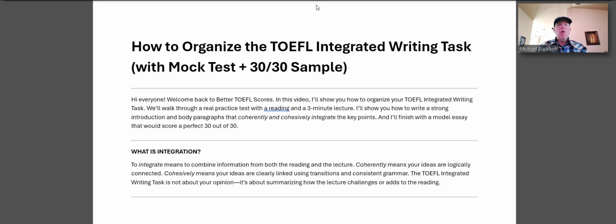How to organize the TOEFL Integrated Writing Task with a mock test and a model essay that will score 30 out of 30 points.